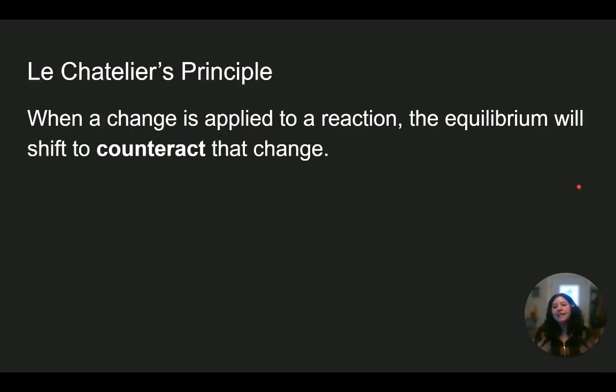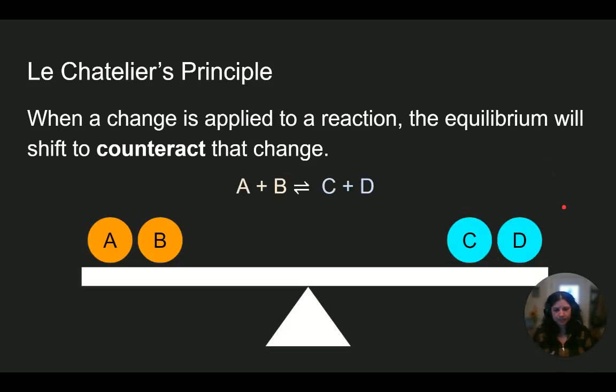Okay, so what is Le Chatelier's principle? This states that when a change is applied to a reaction, the equilibrium is going to shift to counteract that change. So it's going to try to do the opposite of whatever happened during that change. So let's think about our little seesaw. It's saying that if we shift the seesaw one direction, Le Chatelier's principle says we're going to undo that change to get it back to balance.